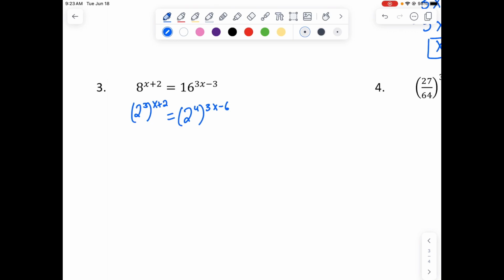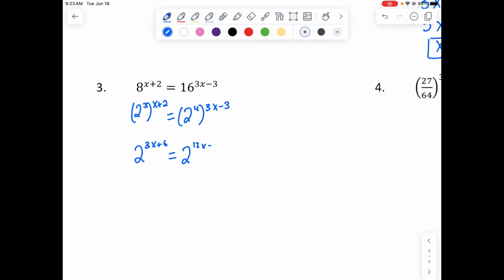And again, before I set the exponents equal, I like to simplify them. So this is 3x plus 6, and this is 12x minus 24. And the reason why, oops, I already wrote a 6 there, and that was supposed to be a 3.